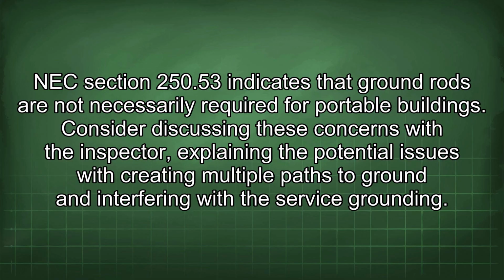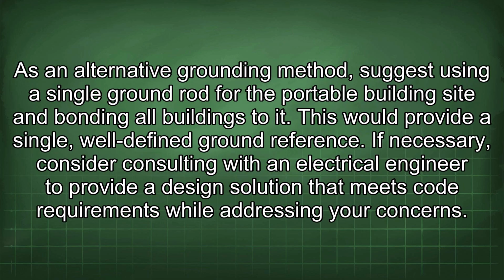Consider discussing these concerns with the inspector, explaining the potential issues with creating multiple paths to ground and interfering with the service grounding. As an alternative grounding method, suggest using a single ground rod for the portable building site and bonding all buildings to it. This would provide a single, well-defined ground reference.